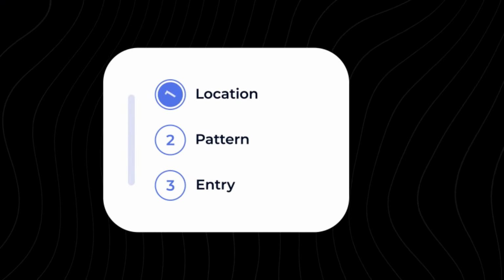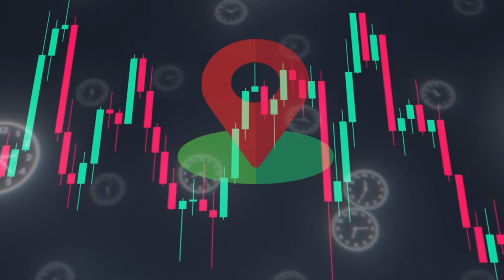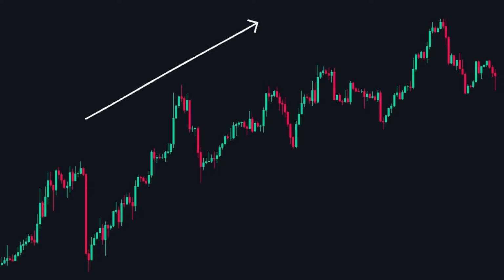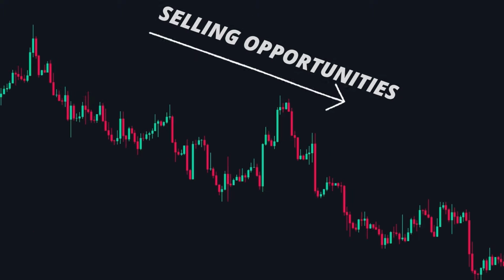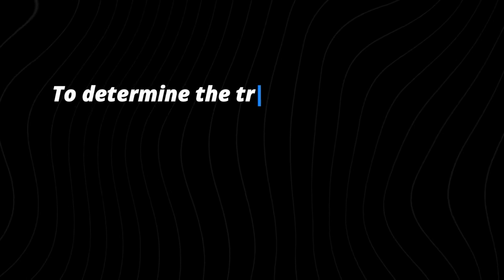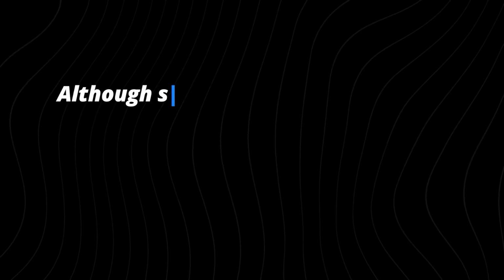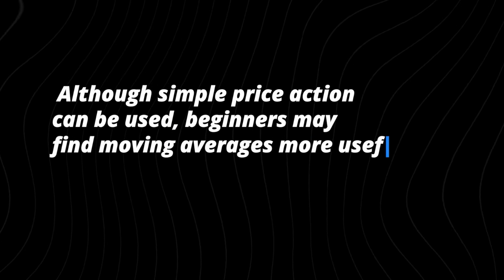Step 1. Location. In the first phase, we determine when and where we will look for potential deals. This is a trend-following method, which means we want to identify different market trends. In an uptrend, we hunt for buying opportunities, whereas in a downtrend, we seek selling opportunities. We shall not trade while the market is range-bound. To determine the trend, we employ two exponential moving averages. Although simple price action can be used, beginners may find moving averages more useful.